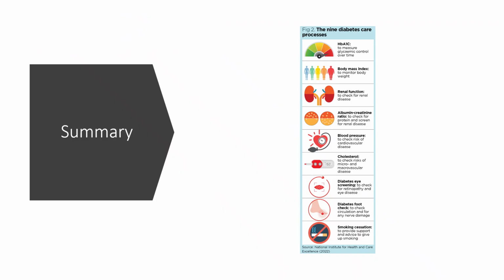Okay, I thought I would summarize here. There are 9 diabetes care processes here. This infographic that I really liked. So A1C to target, body mass index reduction in weight, renal function, close monitoring, and the ACR close monitoring, and try to reduce the progression to proteinuria. Blood pressure check is important. Cholesterol check, diabetes eye screening, diabetes foot check, and smoking cessation will support to improve overall cardiovascular health.